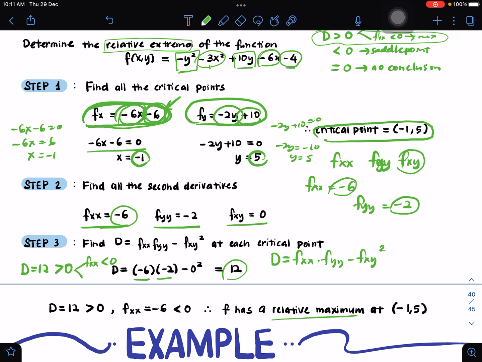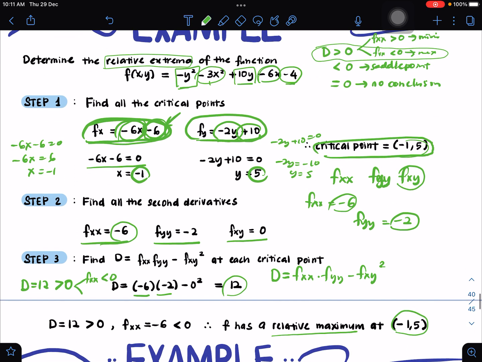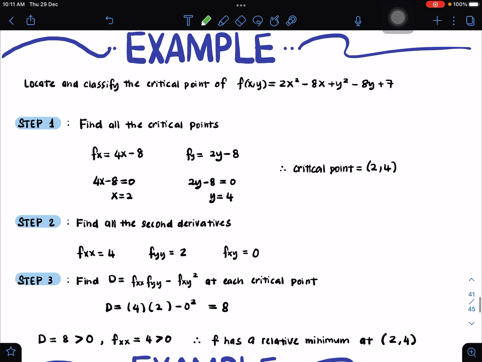So the function f has a relative maximum at point negative 1,5. Negative 1,5 ni adalah critical point. Ataupun boleh cakap negative 1,5 is the relative maximum point of a function f. Okay, so kita dah cari critical point, baru kita boleh decide the maximum ataupun minimum dengan menggunakan second partial test. So let's see the second example here.